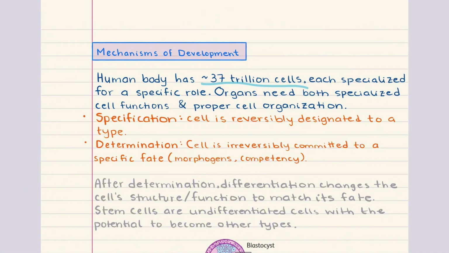This process starts with specification. In this stage, a cell is reversibly designated to become a certain type. So it hasn't fully committed yet, it's more like a suggestion. That changes in the next step, which is called determination. Here, the cell becomes irreversibly committed to a specific fate. This decision is guided by chemical signals called morphogens, and the ability of a cell to respond to these signals is known as competency. After a cell has been determined, it begins to differentiate.